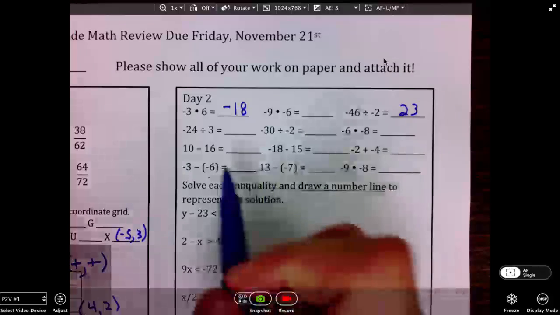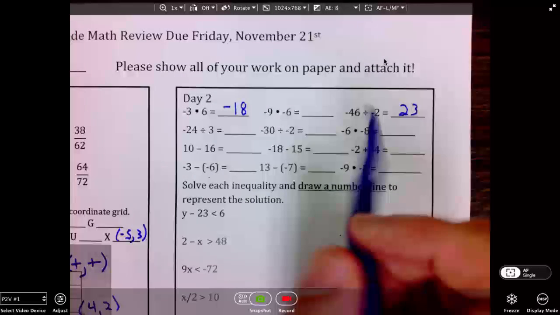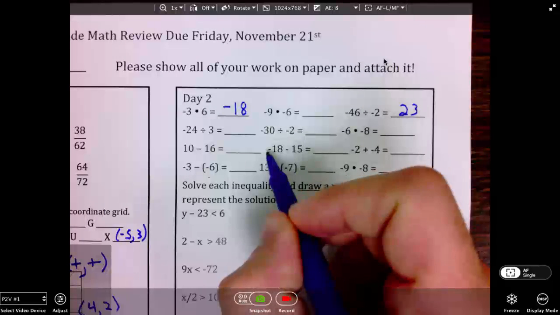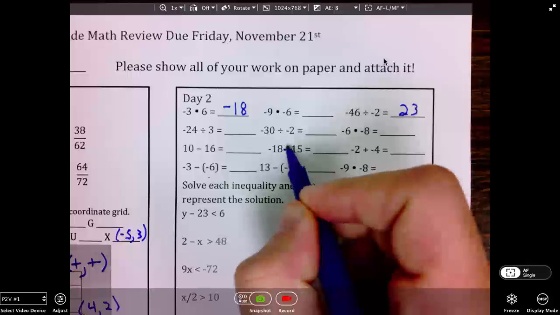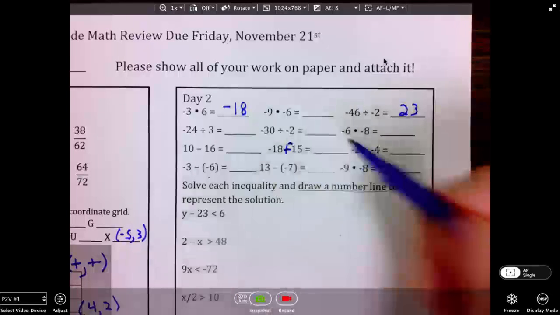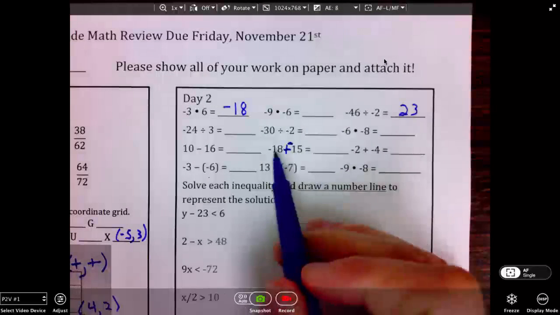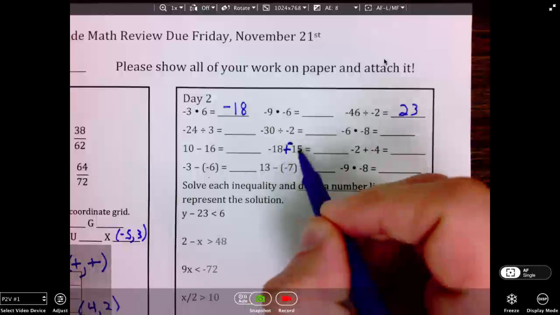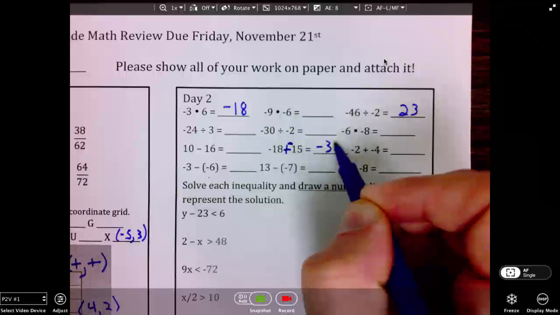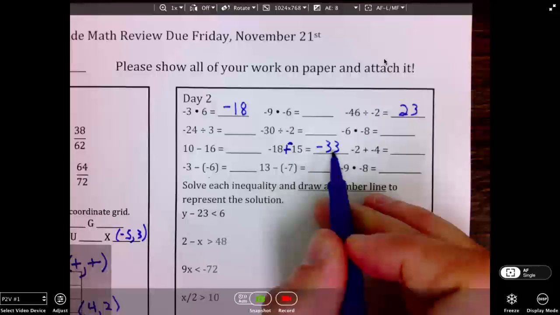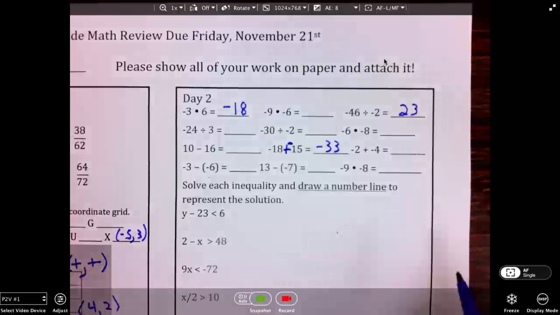Alright, when subtracting, we will employ our keep, change, change. Keep the first sign the same. Change my subtraction to an addition. Change the sign of the second term. So negative 18 minus 15 is the same as negative 18 plus negative 15. Well, negative 18 and negative 15 is a negative 33. When adding, if the signs are the same, simply sum the numbers and keep the sign the same.